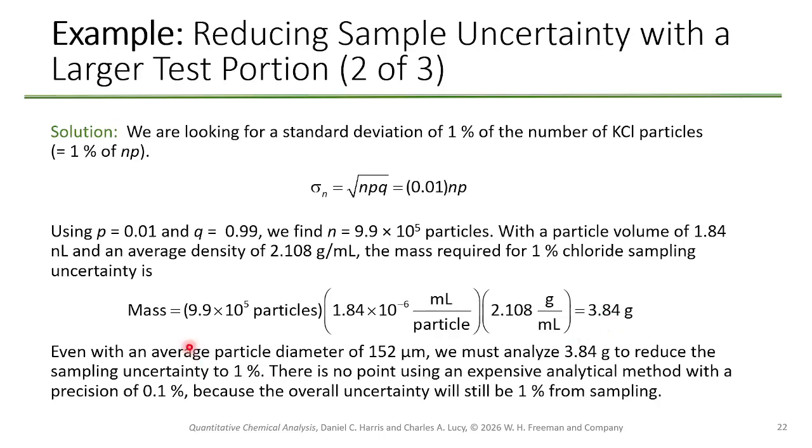So even with the average particle diameter of 152 micrometers, we have to analyze 3.84 grams to reduce the sampling uncertainty to 1%. There really isn't a point in using some expensive, perhaps labor-intensive methodology to get a precision of 0.1%, because the overall uncertainty is going to be 1% from just the sampling, right? We can't actually get much better than 1% from sampling.